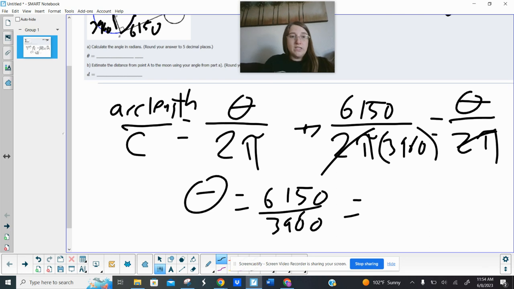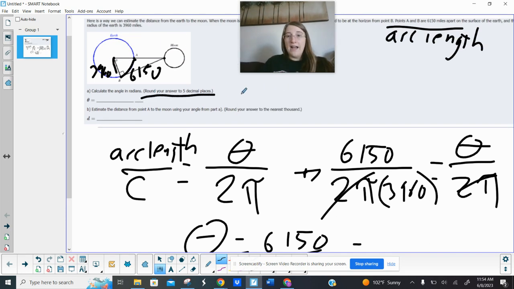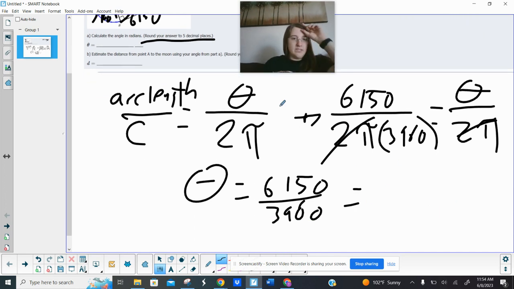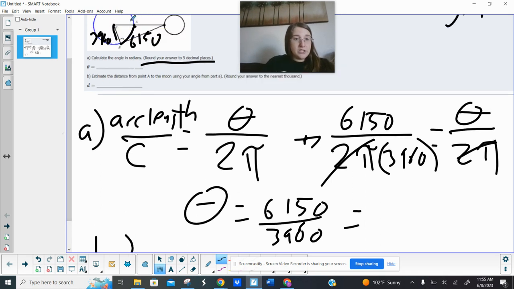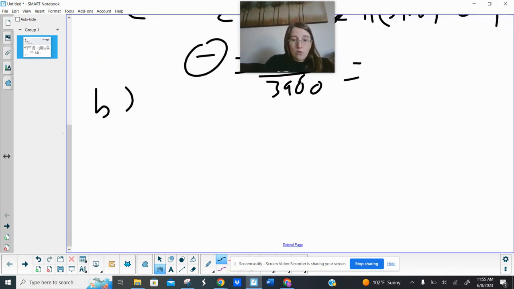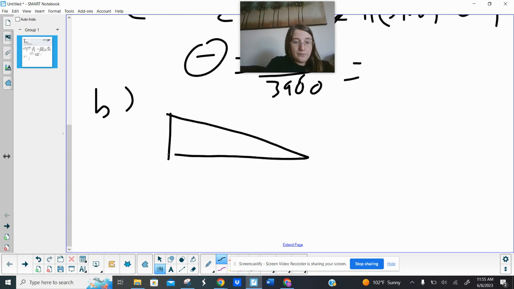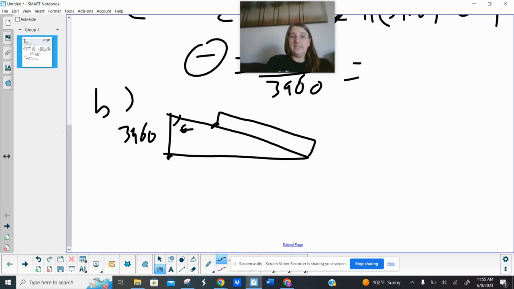And what they want you to do is round your answer to 5 decimal places in this question. But what I found out was that in B, so this is A, whatever that gives you. In B, it says estimate the distance from A to the moon. So what you have here in this triangle, this is the 3,960, this is the radius. We found the angle in part A. We're just trying to find just this distance. This is the answer that we want. We can call it X, I guess.